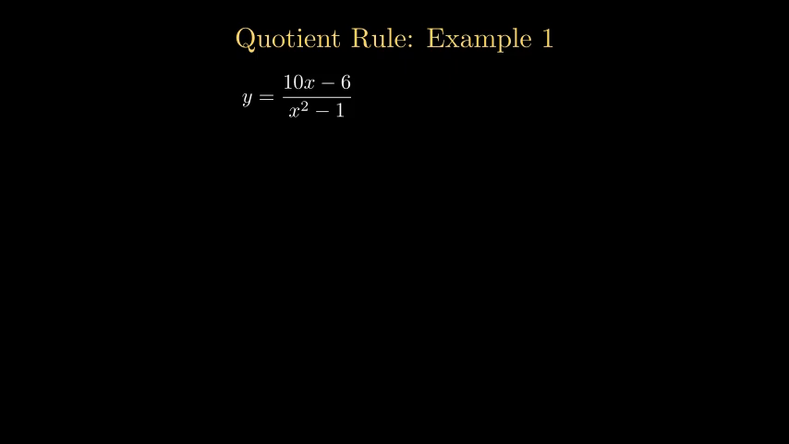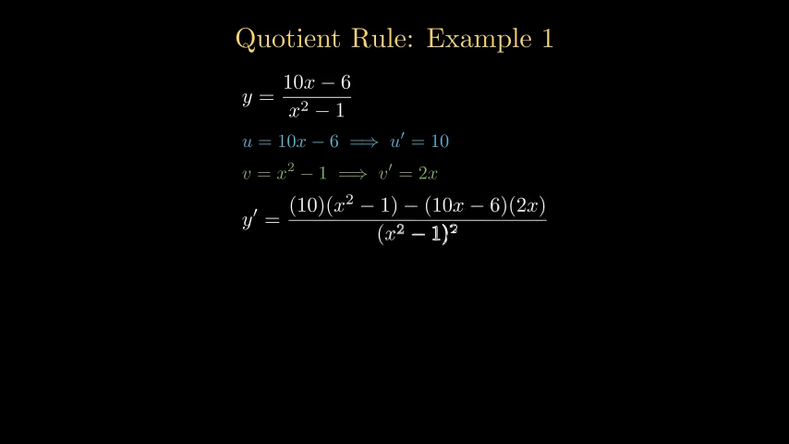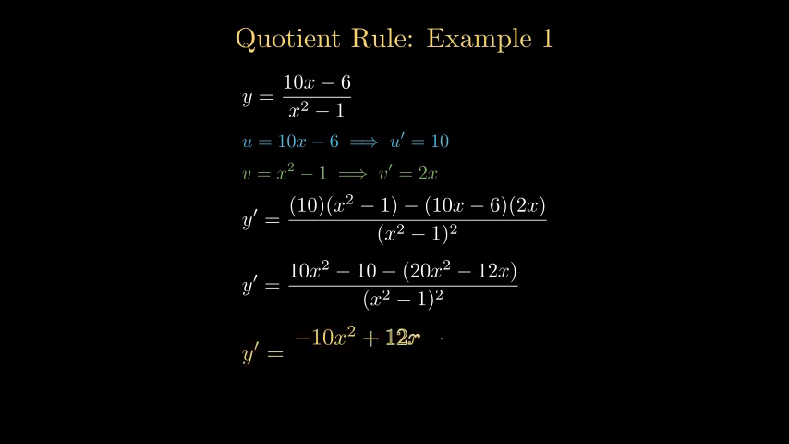Let's evaluate y equals 10x minus 6 over x squared minus 1. The top function, u, is 10x minus 6. Its derivative is 10. The bottom function, v, is x squared minus 1. Its derivative is 2x. Applying the formula, we get u prime v minus u v prime on top, over v squared on the bottom. Distribute the numerator carefully to avoid negative sign errors. Combine like terms to get the final derivative.